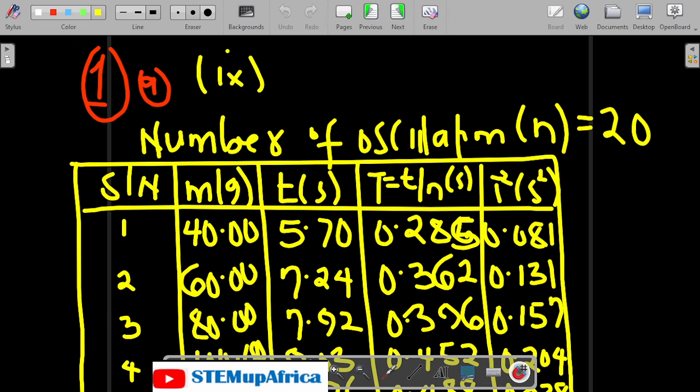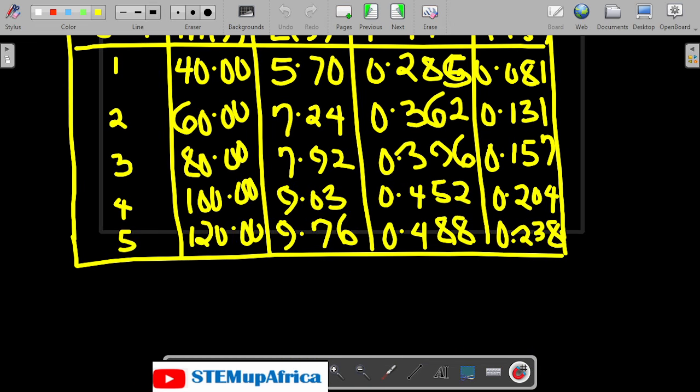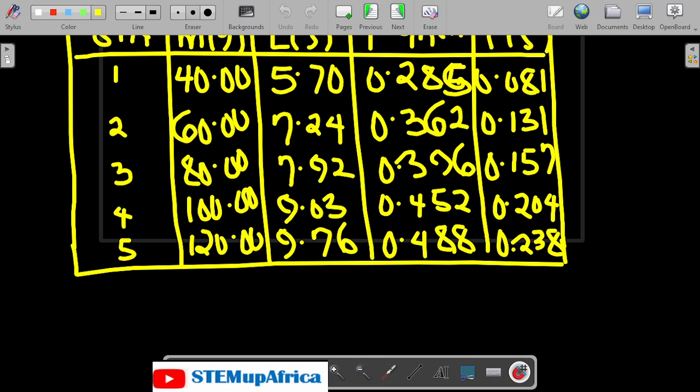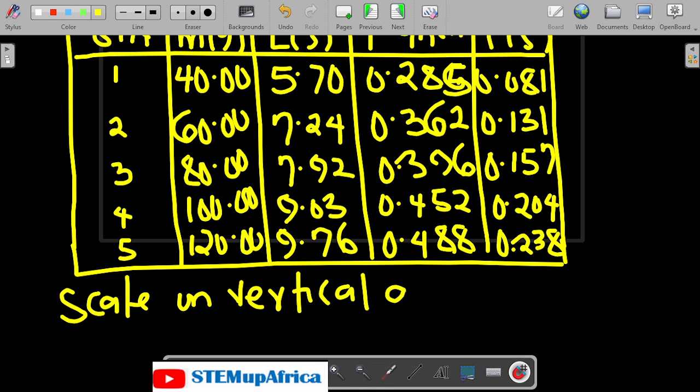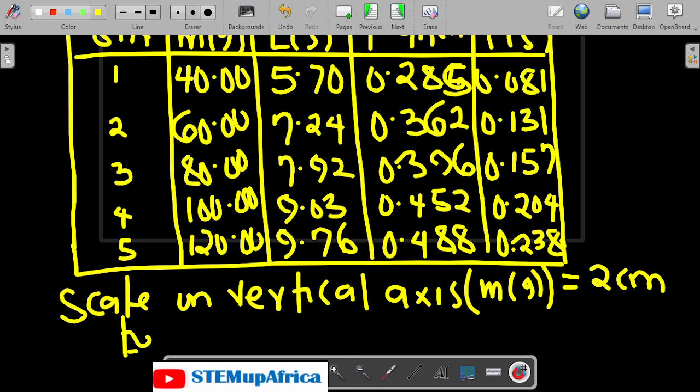Based on the values, we determine what we are taking as our scale. For the mass, the difference is 20 grams. The mass is on the vertical axis. I will now write scale on vertical axis. You must state it. Scale of vertical axis, which is the mass in grams: we are using 2 centimeter to 20 grams. So for every 2 centimeter, I'm putting 20 grams.